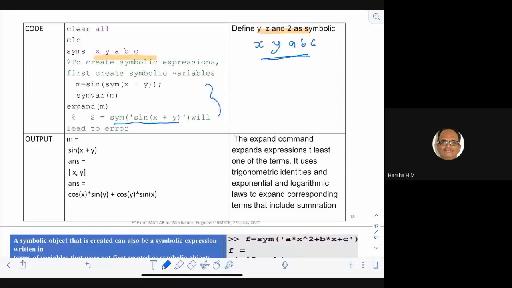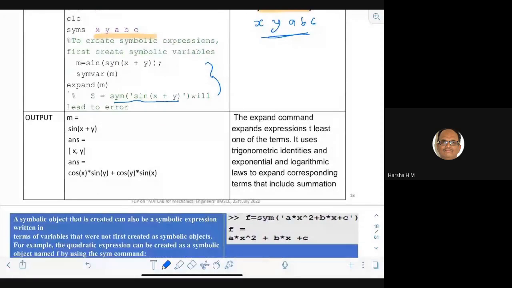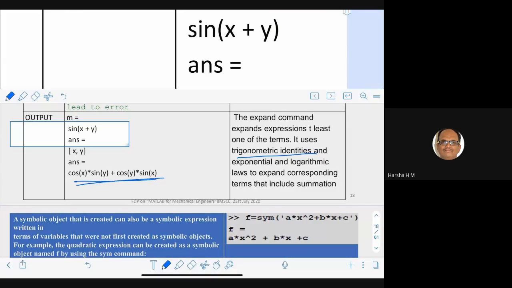But one command that I would like you to look at here is the command called expand. So when you define m as sin of x plus y, and when you say expand, the output will be this way. It will expand. Remember, it uses the trigonometric identities and even other formulas of exponential and logarithmic functions, and gives you the output. So when you use expand, remember, sin of a plus b becomes sin a cos b plus cos a sin b, or sin of a minus b, all the expansions can be obtained here. So I'm introducing you to one more command after this, and that is the expand command.